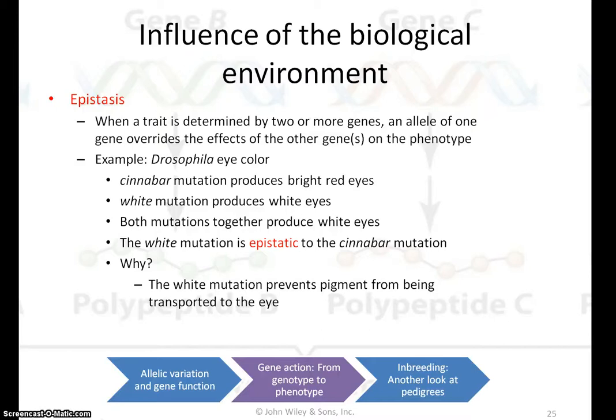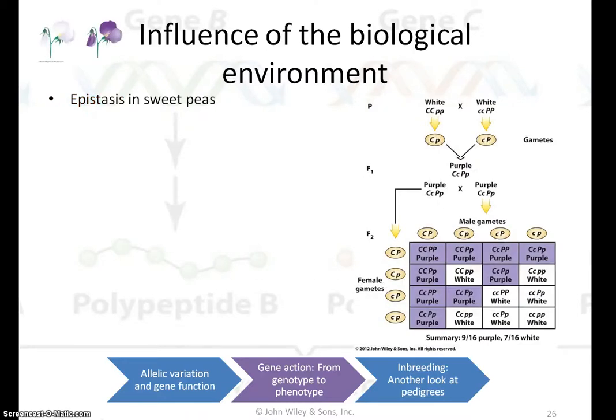So why does that happen? Well, essentially the cinnabar mutation is what's producing the pigment, but the white mutation has to do with the transportation of the pigment protein to the eye. So if you have a white mutation, you can't transport any pigment that's made to the eye. Even though you'll get bright red pigment with the cinnabar mutation there, the white mutation cannot deliver it. The white mutation means that the pigment cannot be delivered to the eye, and so you're going to have white eyes.